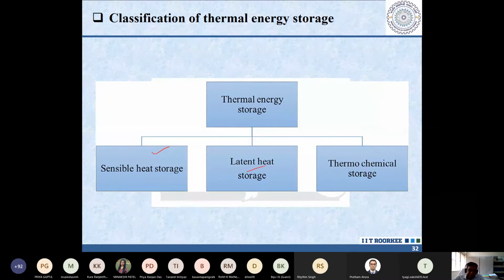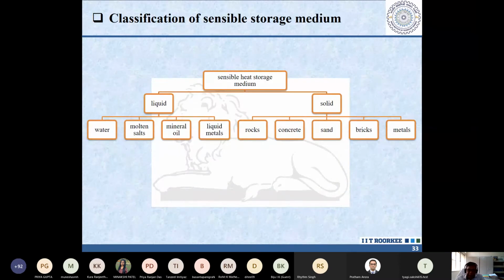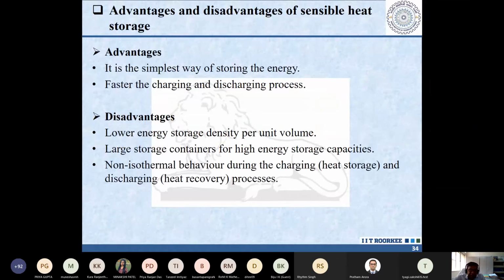So PCM and sensible, you understand that, because in sensible storage the medium doesn't change its phase. It stores the energy, and it will be liquid or solid. In solid there are large particles, packing elements, or the packed bed. And the liquid one is mostly water that we use. And so these are the advantages and the disadvantages.